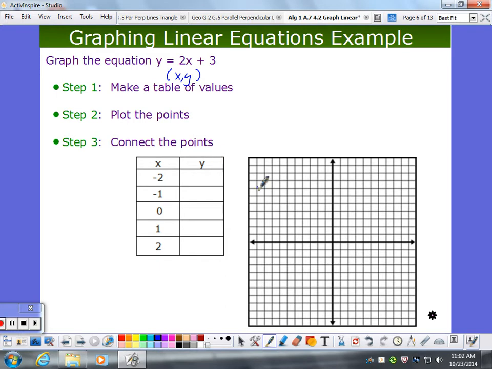So here's what you do. You make a table of values. Now I'm like, well, what's this? Anybody have a teacher last year say, just put some numbers in?